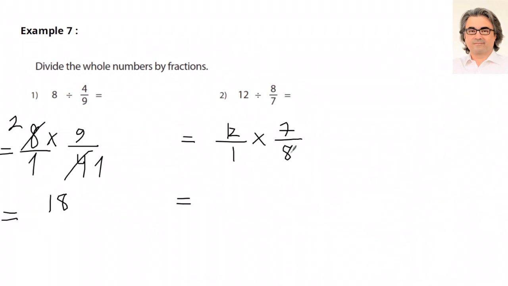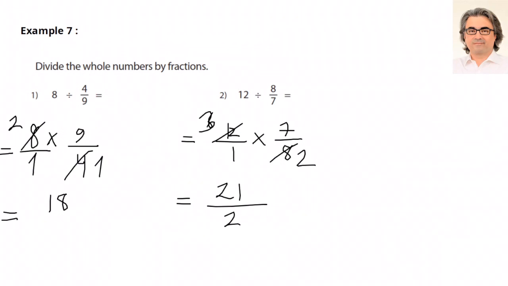Now, is there any simplification between numerators and denominators? Yes, between 12 and 8. If you divide with 4 both these numbers, for 8 you will get 2, for 12 you will get 3. Sorry, 3. We are dividing with 4. So 12 over 4 is 3. 3 times 7 is 21, and 1 times 2 is 2. This is the final result, 21 over 2. This is the result of this division operation.